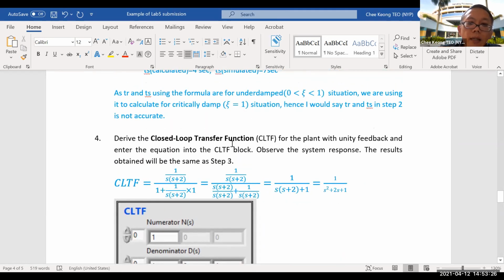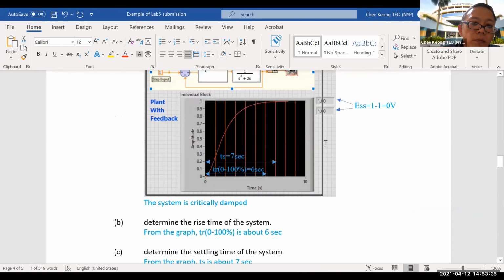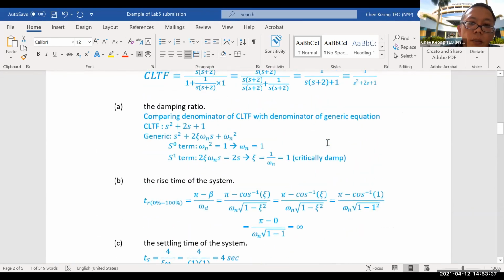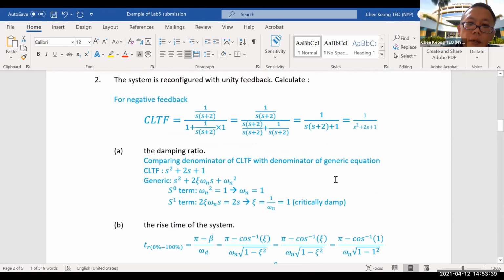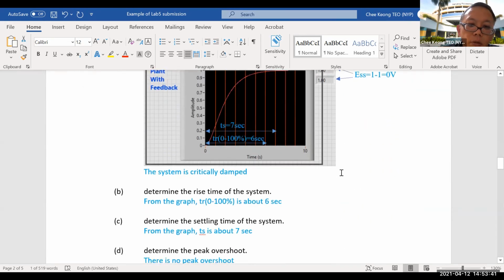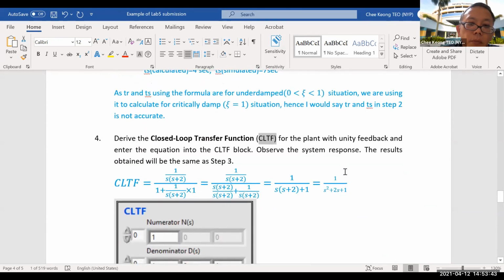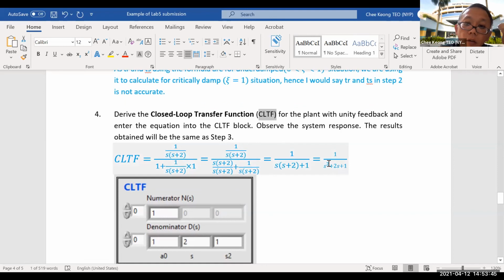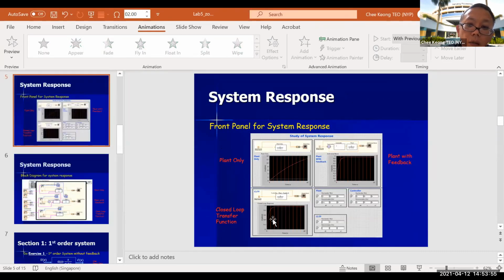Then the last part, they ask you to derive the closed loop transfer function with plant with feedback. This one we already did before, in the earlier part, at the beginning here. Now we just copy that and put it below here. And then with this, we just need to key in the closed loop transfer function in the bottom left-hand corner, which is over here.